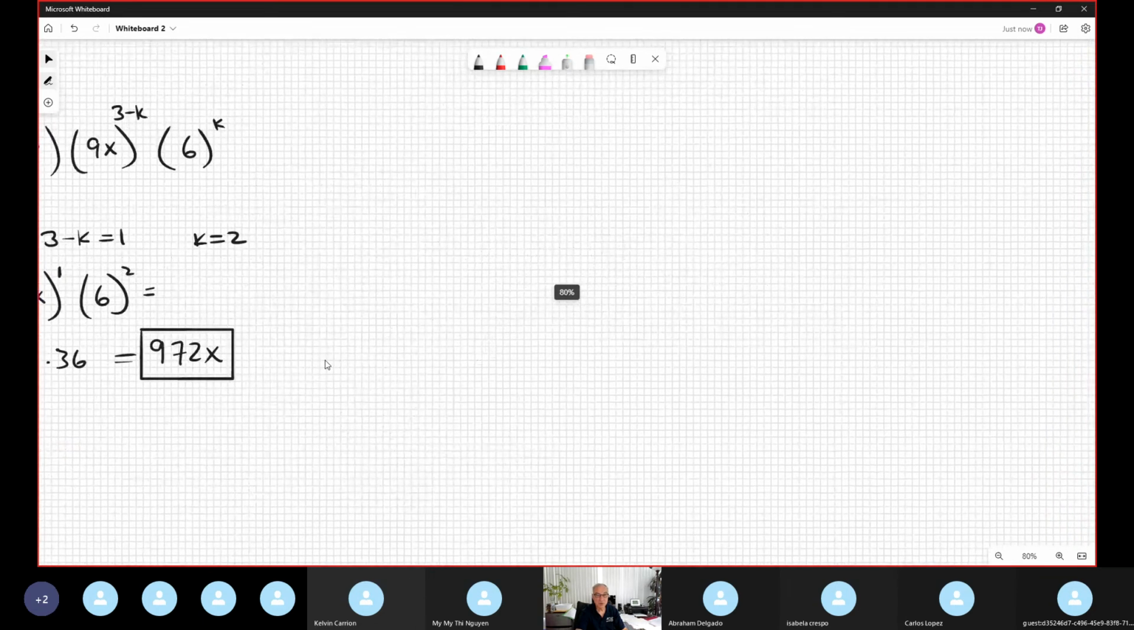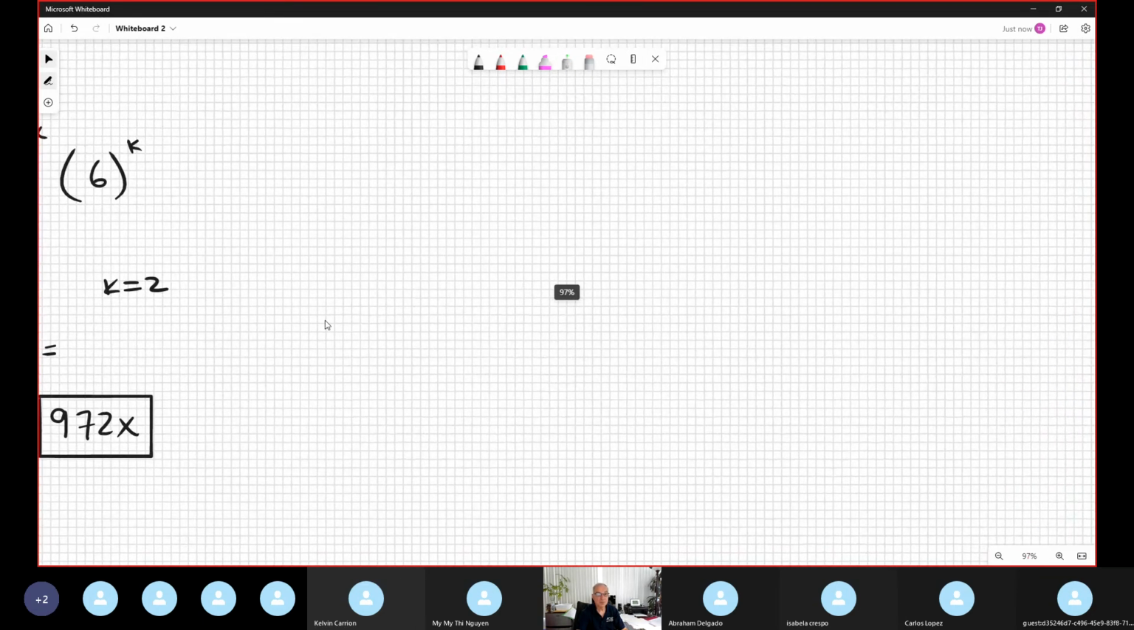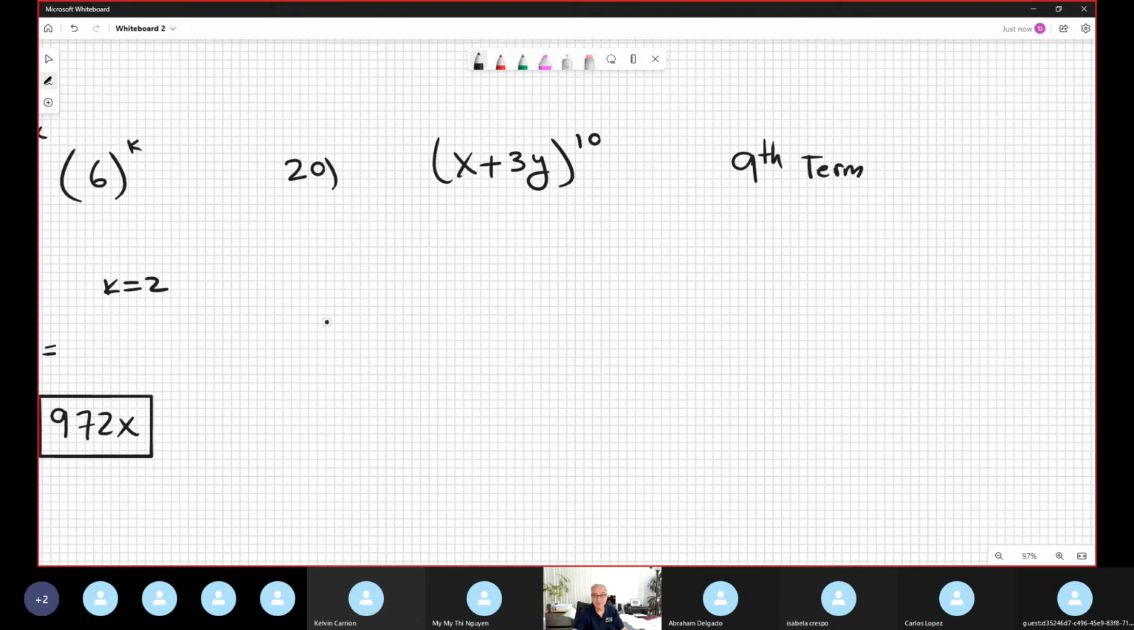In problem 20 we have the binomial (x + 3y) raised to the 10th power, and they want specifically the 9th term. This is, in my opinion, the tricky part. When you see 9 terms, it's because k is 8. Do you understand why?